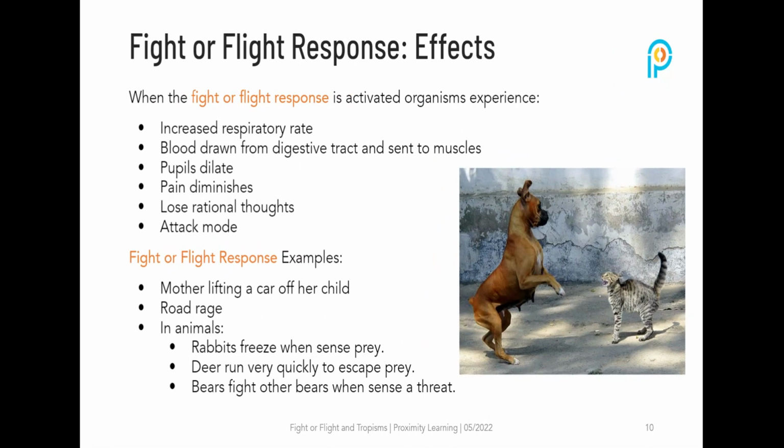Road rage, unfortunately. And in animals, you can see this. Rabbits will freeze when they sense predators. Deer run very quickly to escape from being prey, or to escape predators. And bears fight other bears when they sense a threat. And you can see in the image, the threat has definitely been sensed.